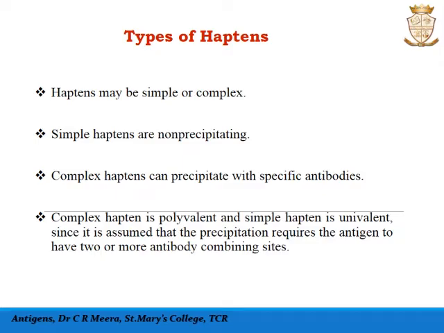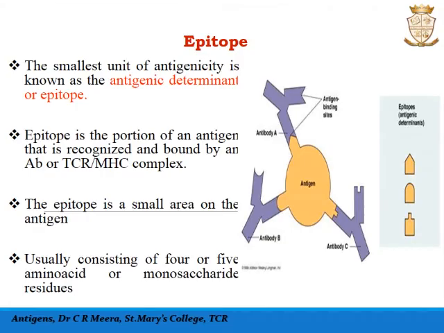That's all about haptens. Now coming to epitopes. Epitope is the smallest unit of antigenicity and it is also called antigenic determinant. In other words, it is the actual part of an antigen that is recognized and bound by antibodies, B cell receptors or T cell receptors. As mentioned before, usually the entire pathogen or the infectious agent will not act as the antigen. Protein or polysaccharide parts of these pathogens mainly act as antigens.